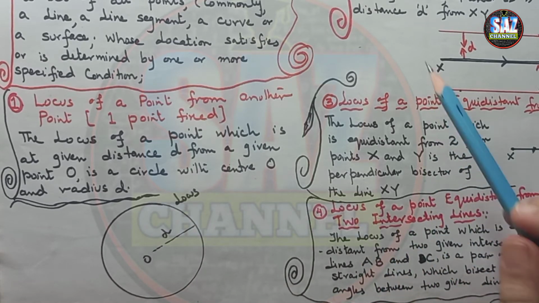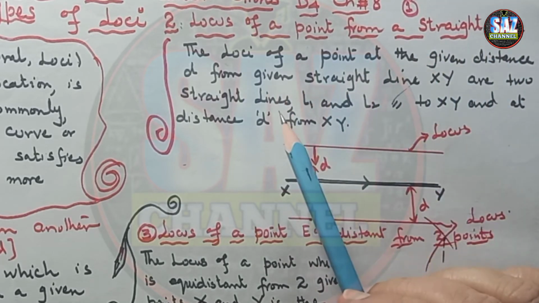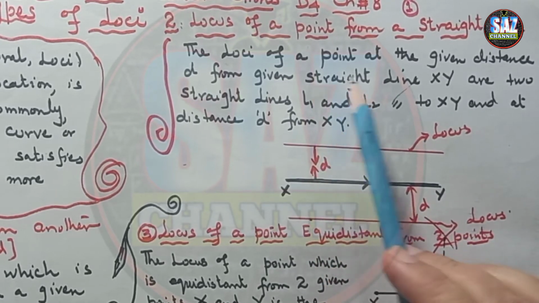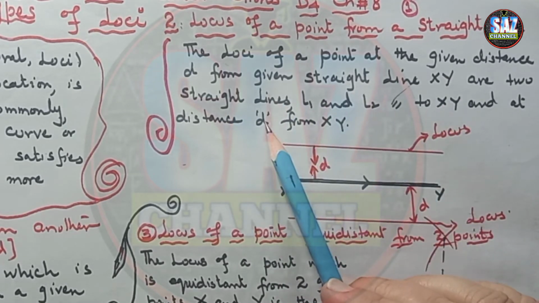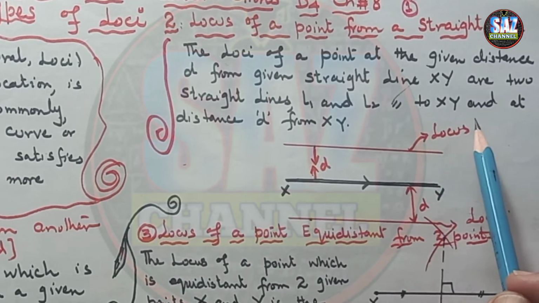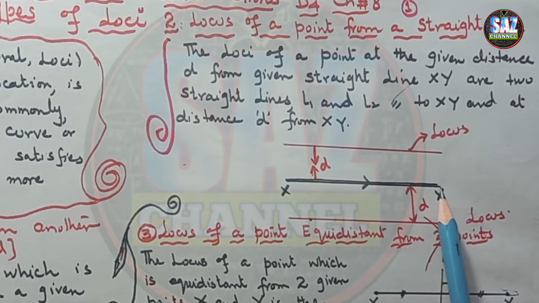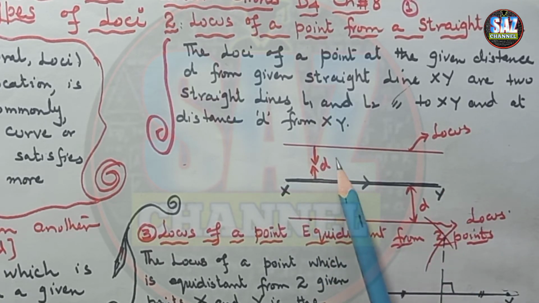Coming to the second type, the locus of a point from a straight line. In this case we have to draw the locus from one fixed straight line. The locus of the point at a given distance d from the given straight line XY is two straight lines, L1 and L2, parallel to XY at the distance d from XY. This is the line which is given in the question, and then we have to draw the locus parallel to this line at the distance d. Whatever distance is given, we have to draw two parallel lines at that distance.